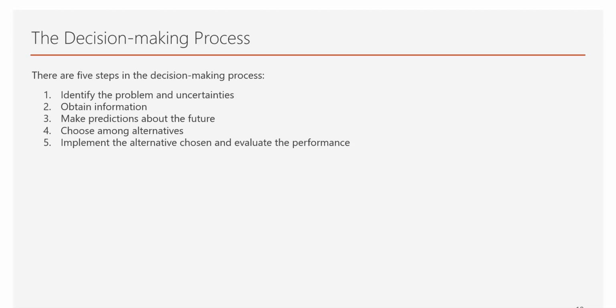And then finally, once we've chosen the alternative, we implement the alternative chosen and evaluate the performance. If I choose something but do not implement it, then it has done me no good. I can make all the New Year's resolutions I want to drink only water for the next 90 days.